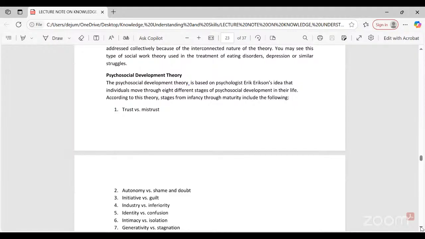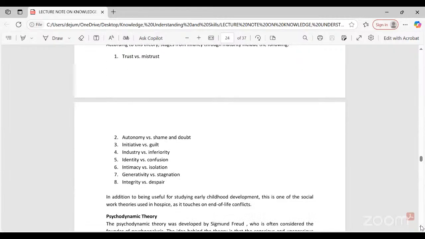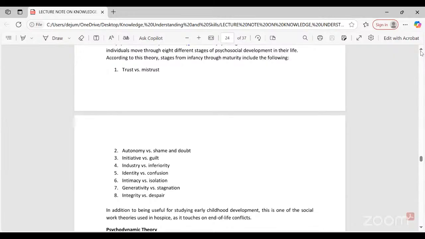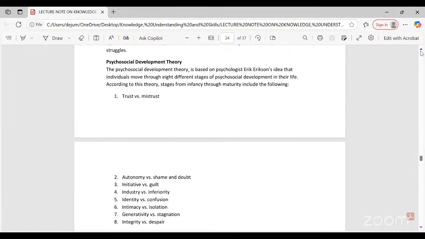Then the next theory we want to look at is what we call psychosocial development theory. This theory is according to Erik Erikson in 1950, and it talked about the 8 ages of man. If you look at the stages we have there, you see 8 stages of man. And this has to do with the developmental stages of a human being. If there is a problem at one stage, that child may carry that problem from that stage to adulthood.